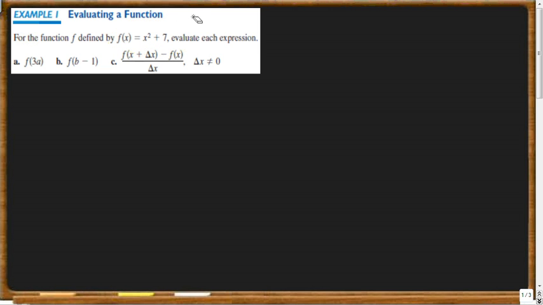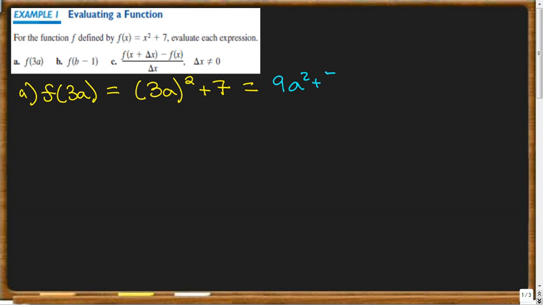Simple enough. So for a, it asks us to do f of 3a. Well, we're just going to have to square the 3a. Remember, you're squaring the input, not just the a, but the 3a. And then you add 7, and that is going to equal 9a squared plus 7.